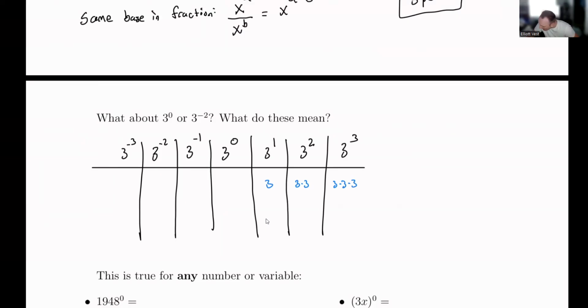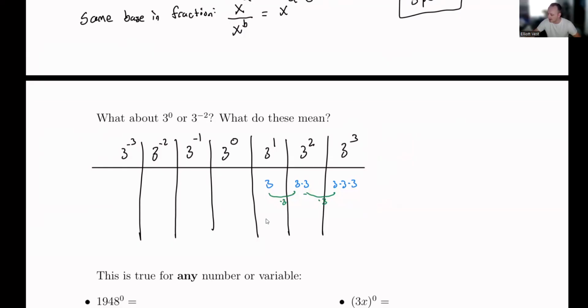I see I am going up by multiplying by 3 every time here. I start with 3. To go to the next column, I multiply by 3. To go to the next column, I multiply by 3. If I had 3 to the fourth, to go to the next column, I'd multiply by 3 again to get another 3 to the fourth here. Okay, that's an interesting pattern.